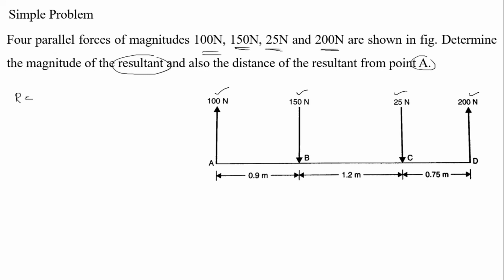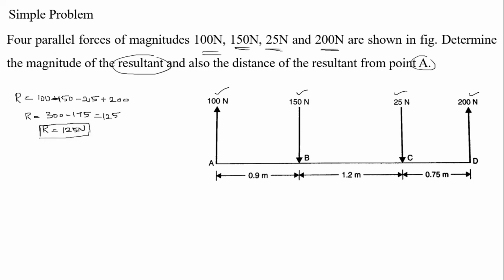So 100 Newton is positive, minus 150 downward, minus 25, and plus 200 Newton. So R is equal to 100 plus 200, 300, minus 175, which is 125. So the value of R, the magnitude of the resultant, is equal to 125 Newton.